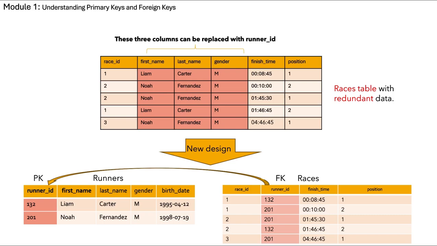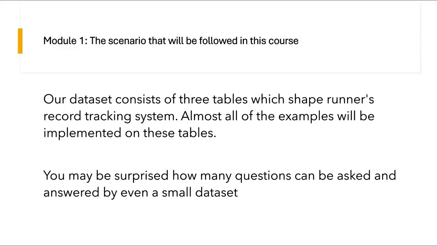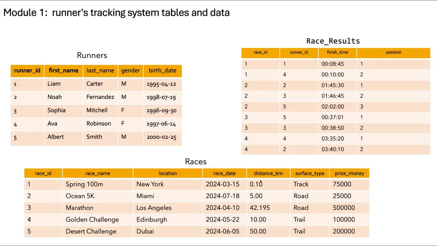Finally, the scenario that will be followed in this course. Our dataset consists of 3 tables which shape runner's record tracking system. Almost all of these examples will be implemented on these tables. You may be surprised how many questions can be asked or answered by even a small dataset. These are the tables: runners, race results, races.